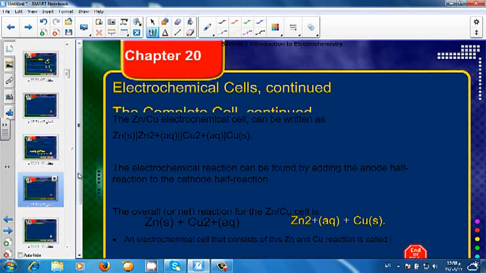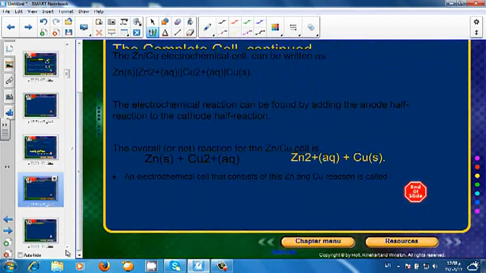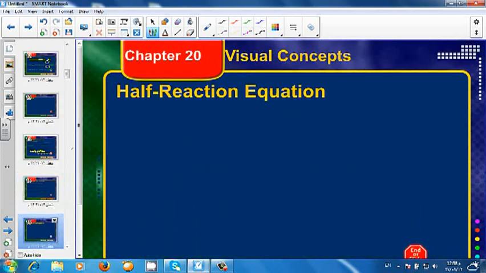So we're done with this part now. The electrochemical cell that consists of the zinc copper reaction is called a Voltaic cell, and we will explain the meaning of the Voltaic cell later.